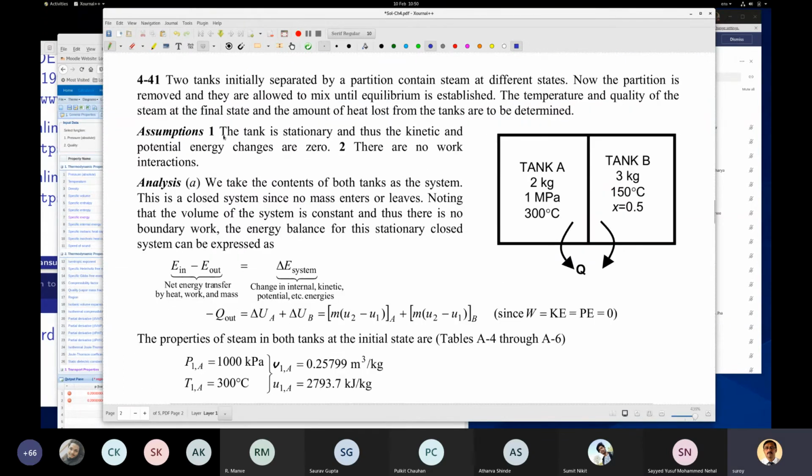So let us look at another problem. Two tanks initially separated by a partition contain steam at different states. So this is 2 kg steam at 1 megapascal, 300 degrees centigrade, and 3 kg steam at 150 degrees centigrade and x equal to 0.5, right? Now the partition is removed and they are allowed to mix until equilibrium is established. The temperature and quality of the steam at the final state and the amount of heat lost from the tanks are to be determined.